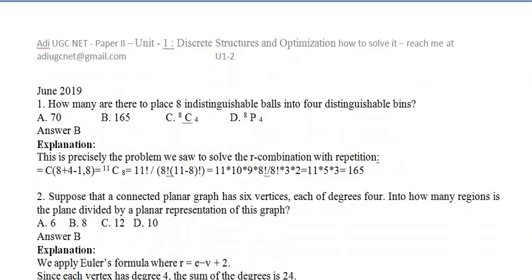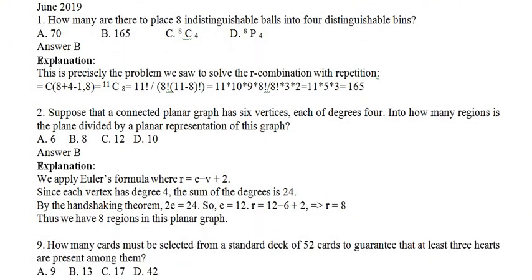2019. Okay, so here the question is: how many ways are there to place 8 indistinguishable balls into 4 distinguishable bins? Okay, so here if you want to keep some number of elements over some container, there is a probability kind of formula, that is a combination. So that is the nCr formula.